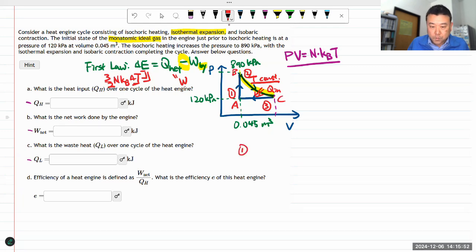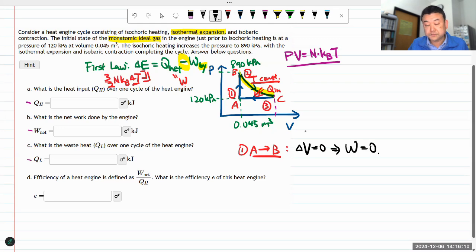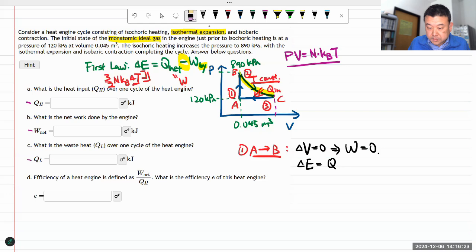So the process 1, which takes you from A to B, as the question said, it's isochoric heating. So it being an isochoric process actually tells you one thing right away. Isochoric means change in volume is 0. So that means work being done is 0 right away. So you can immediately get that change of internal energy all comes from heat transfer. Let me label this Q1.